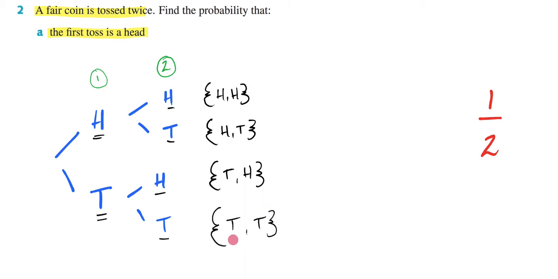Now that I've listed out all the elements of my sample space, I'm trying to find where my first toss is going to be a head. So as you can see here, my first toss is a head. Here again, my first toss is a head. Here, my first toss is a tail, so I'm not going to include that. And here, my first toss is a tail, so I'm not going to include that. So what I could say is that I have 1, 2, 3, 4 possible outcomes, and 2 of these are going to satisfy what I'm after. So 2 out of 4 are what I'm after, and 2 out of 4 is the same as 1/2.